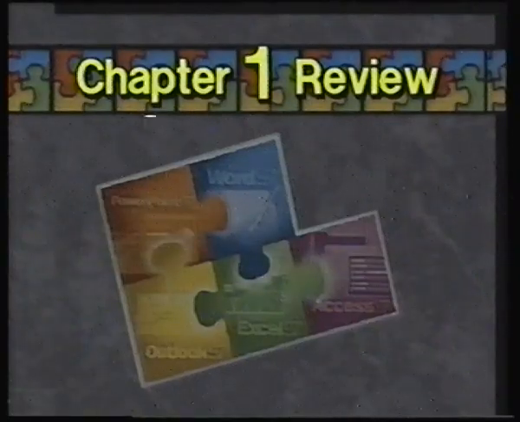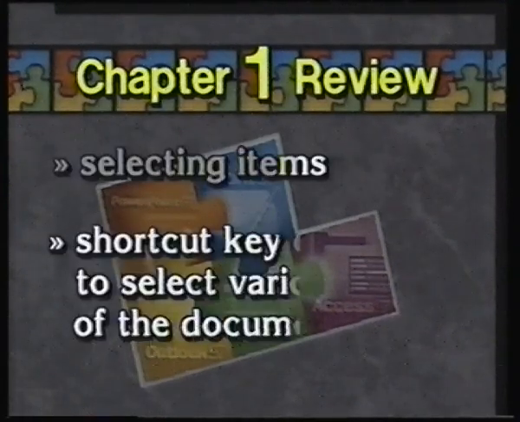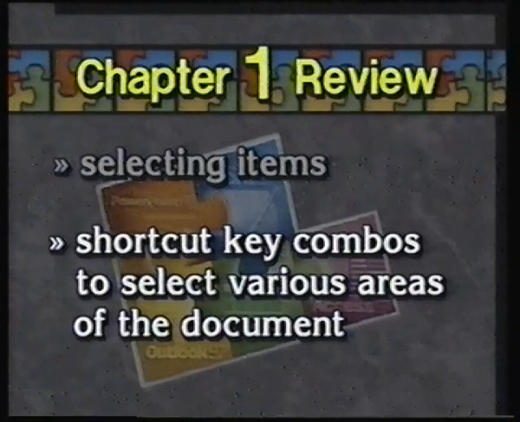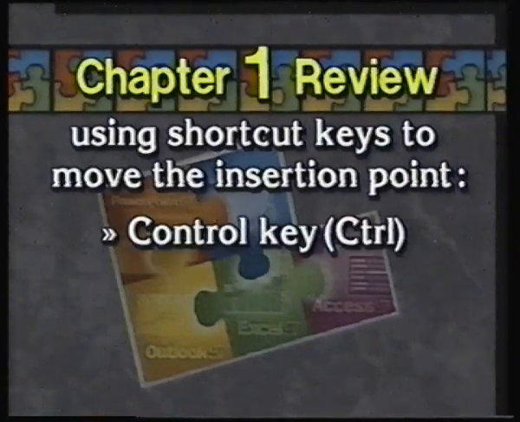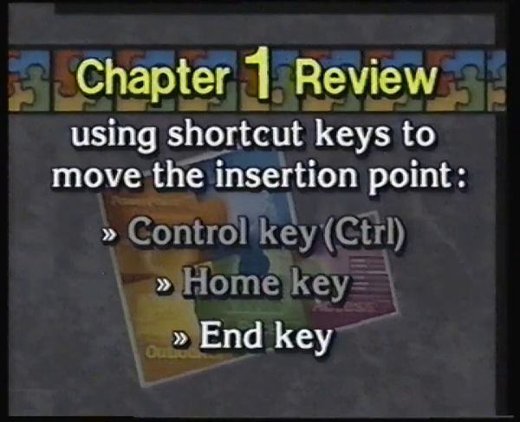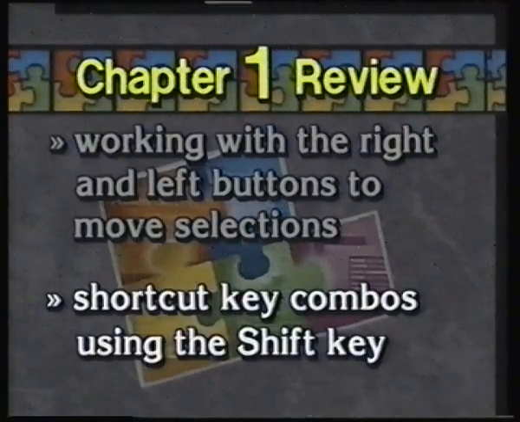Let's review what we've covered in this chapter. We reviewed how to select items, then use some shortcut key combinations to select particular areas. We use shortcut keys to move the insertion point around by using combinations including the Control key, then with the Home and End keys individually. Finally, we use the right and left mouse buttons to move selections, as well as shortcuts using the Shift key.